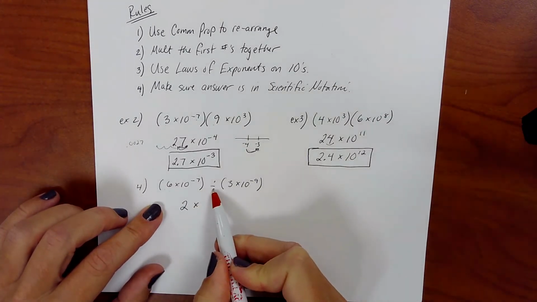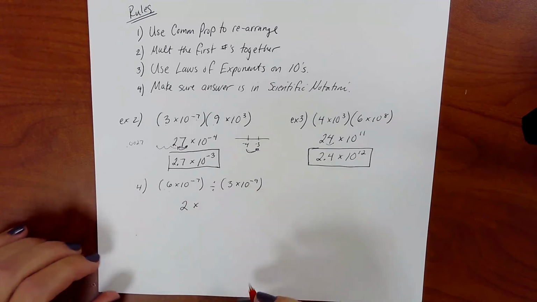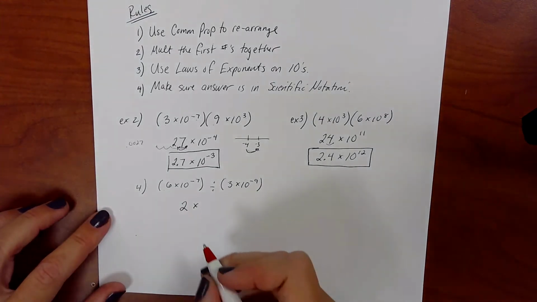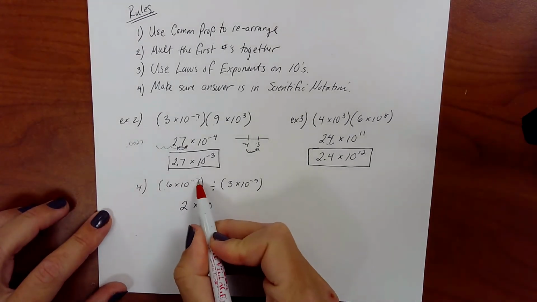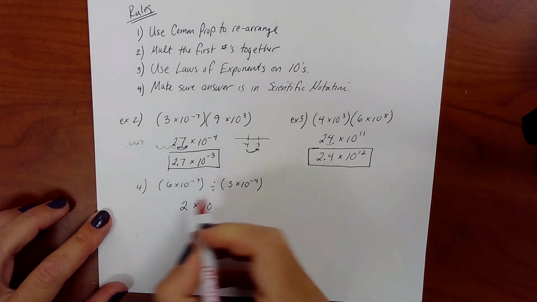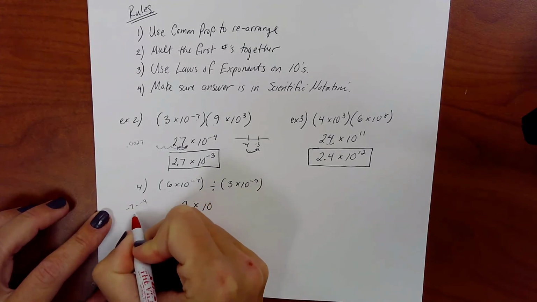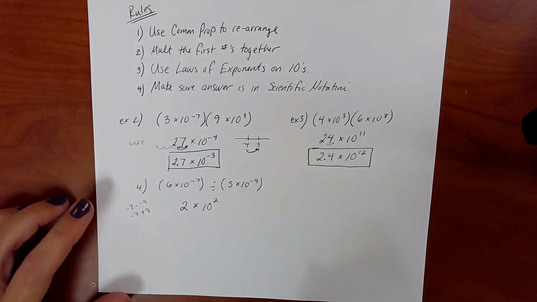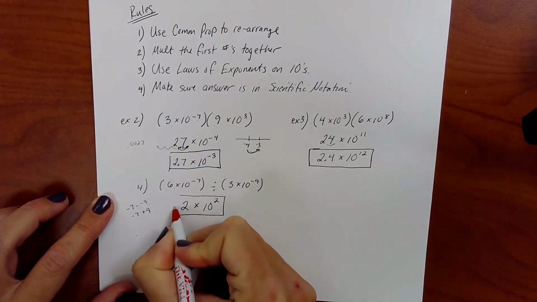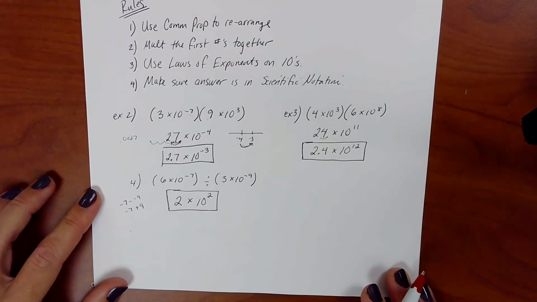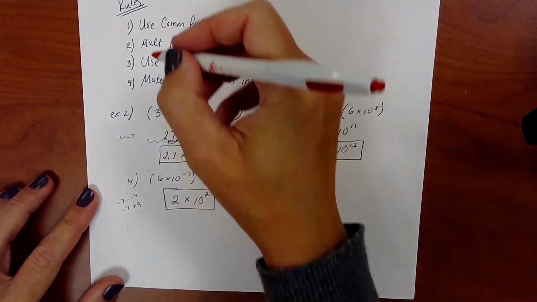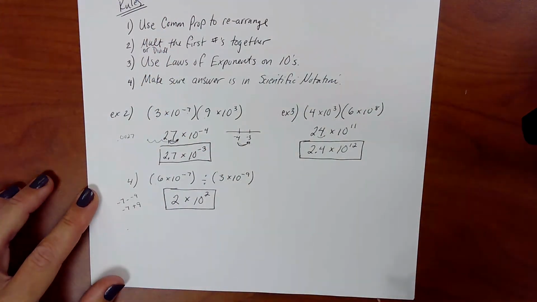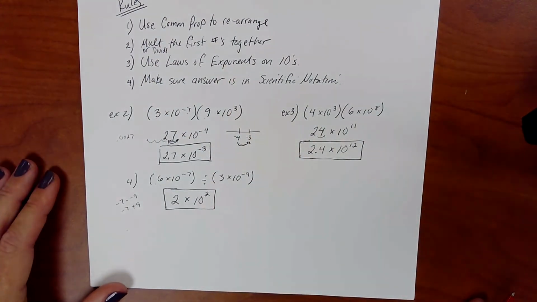Now when you divide and you have the same base, what do you do with the exponents? Hopefully you're remembering you subtract them. So this would be, what's negative 7 minus negative 9? Negative 7 minus negative 9. That's really negative 7 plus 9. So I get a positive 2. So this is my answer, 2 times 10 to the second. All right, so the dividing, I guess I could put in the rules here, multiply or divide. Right, and then you still use the laws, the rest is still the same.